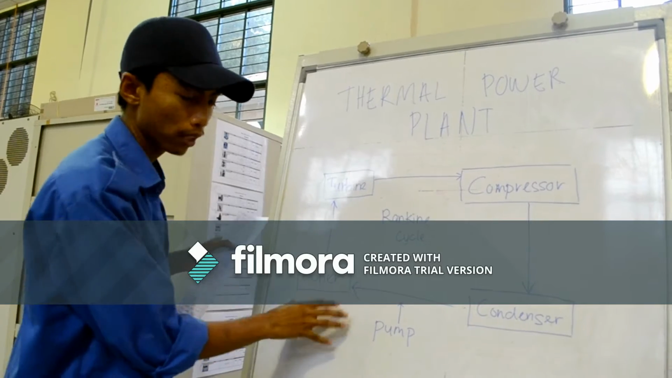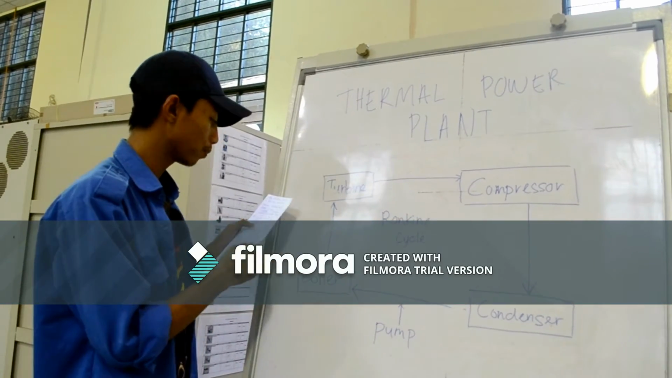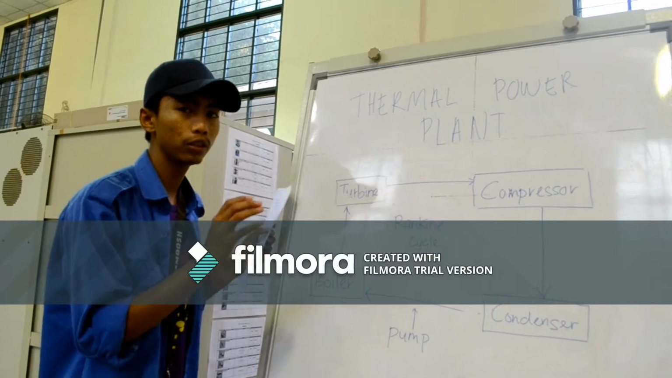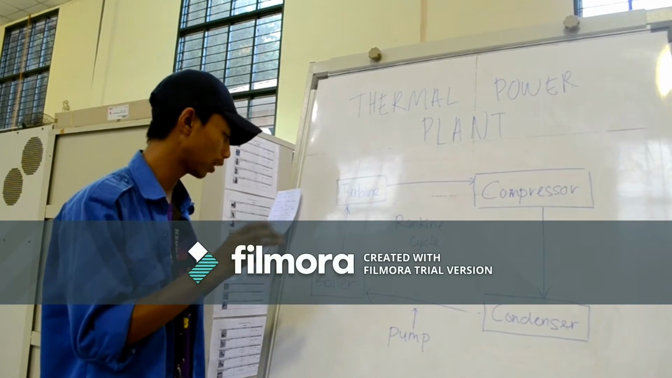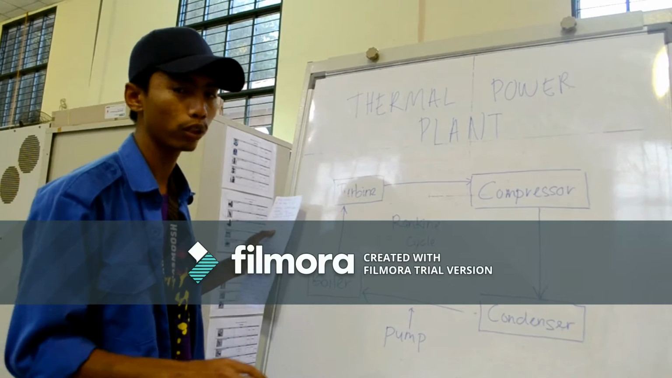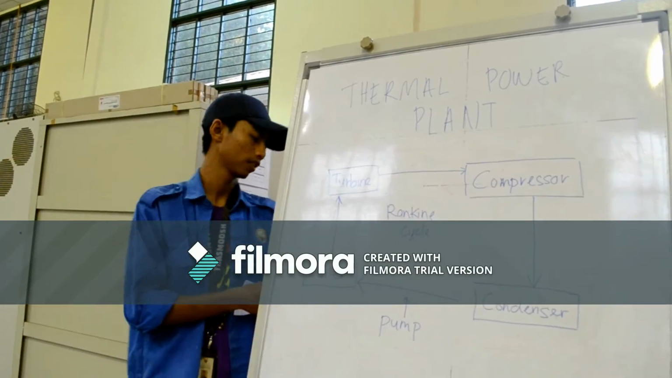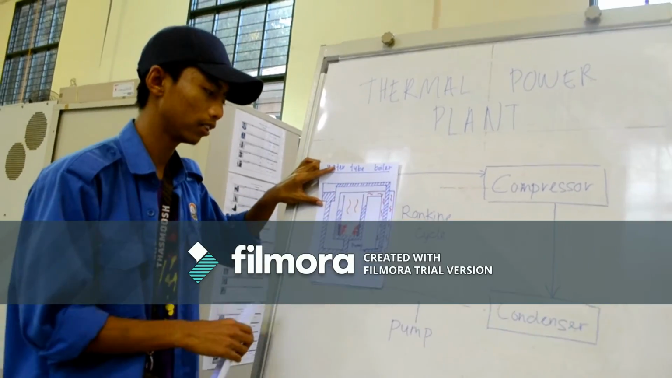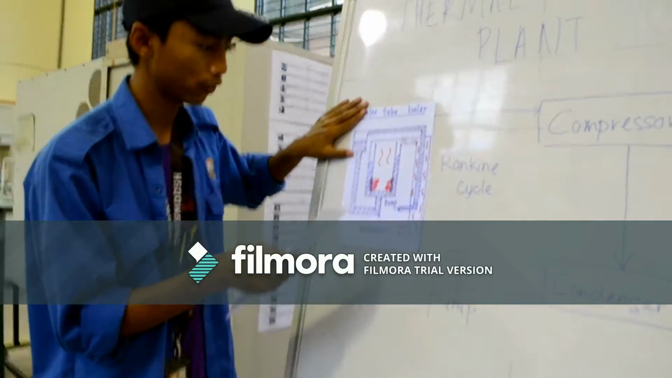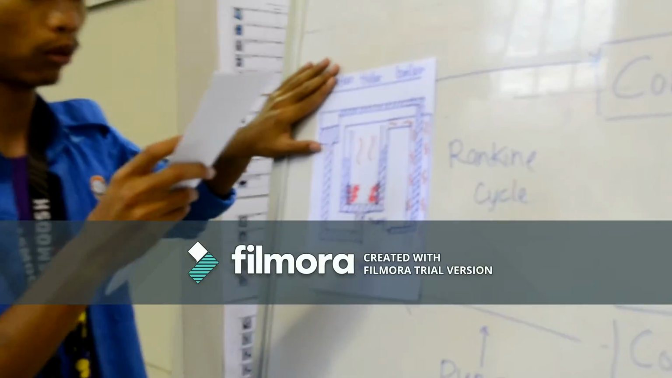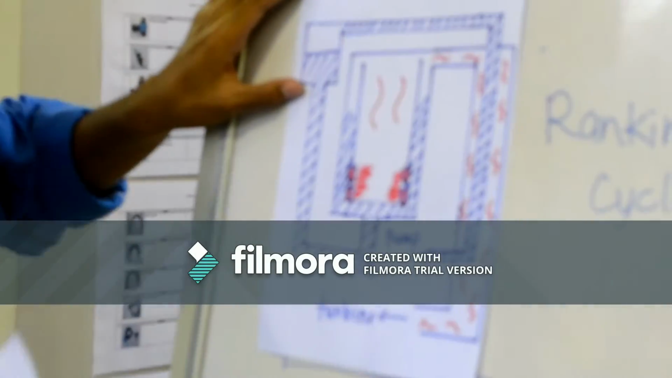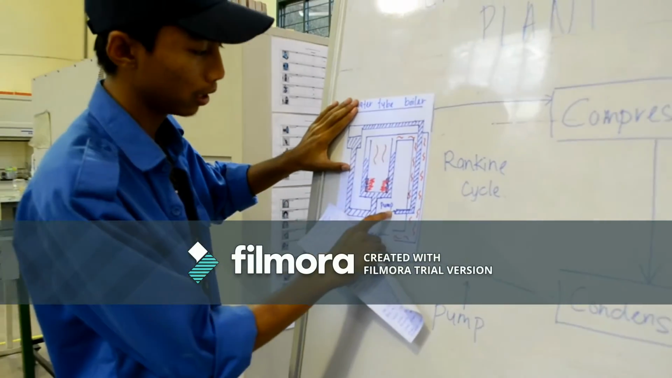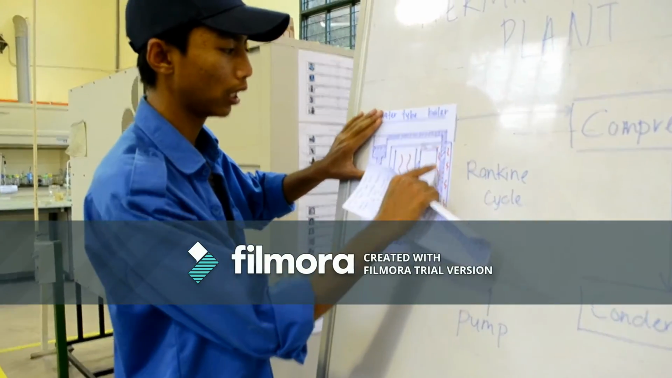At the boiler, normally at high capacity plants, we use a type of boiler called a water tube boiler. Okay, this is actually a draft of the water tube boiler. The water from the pump is pumped into the economizer.